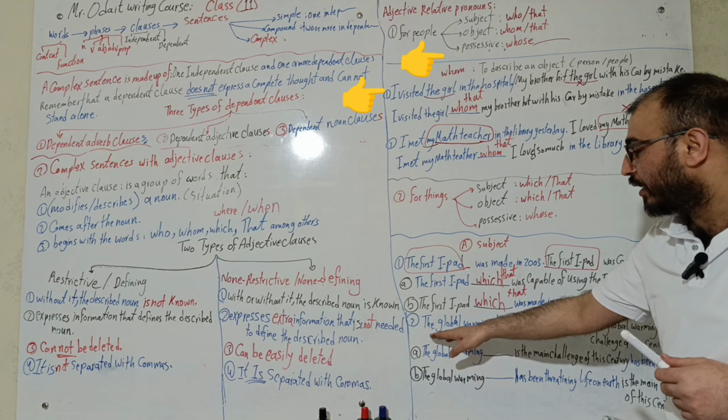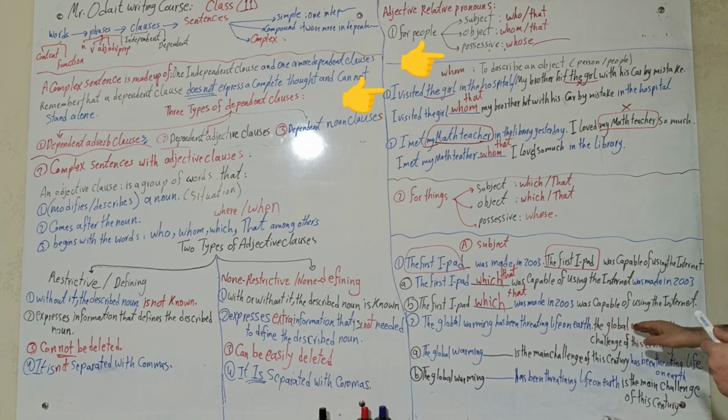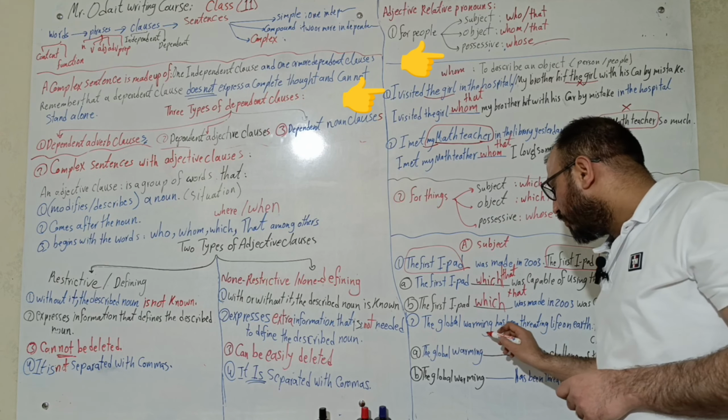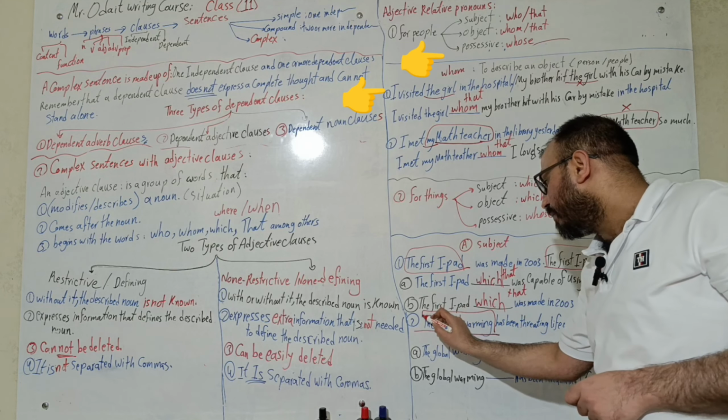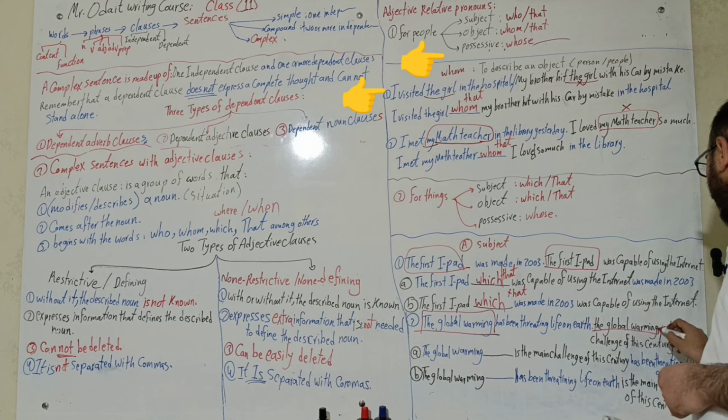Again, my friends, here I try a second example. Global warming has been threatening life on Earth. Global warming is the main challenge of this century. Again, my friends, we have global warming as the subject, which is repeated.